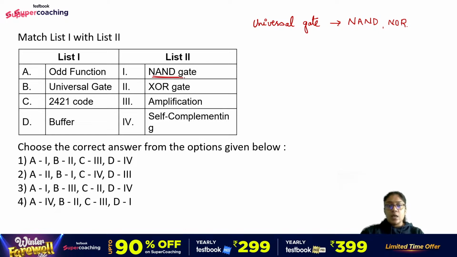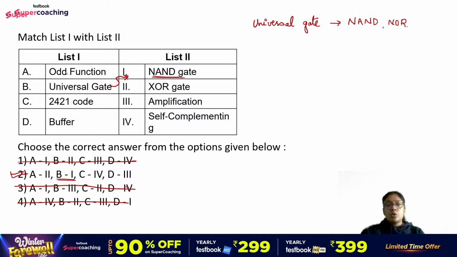We are getting the NAND gate. So this means that B के corresponding क्या आएगा? 1. Corresponding to B, we are getting 1. सिर्फ एक ही जगह पे आ रहा है, खत्म होगी बाकी options. Even if you are not comfortable with other things, then also you could have marked the answer correct.